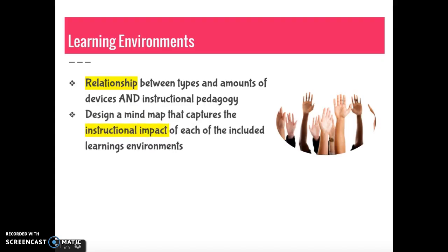Because then in the activity, you're going to design a mind map that captures the instructional impact of each of those learning environments that are included in the textbook. So make sure that you look at the list. I want to say there's about 12 of the bullet pointed ones. Sorry, I don't have that exact count off the top of my head, but you want to really think about the relationship between all of those with each other, and then the impact that they're going to have on the type of instruction that teachers are able to experience as a result of them.